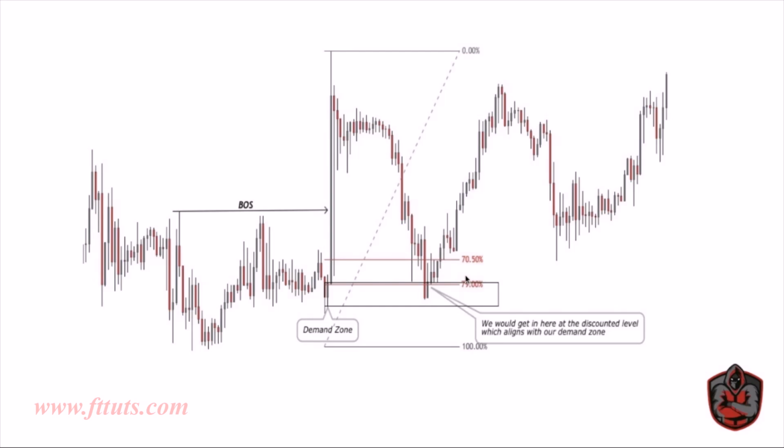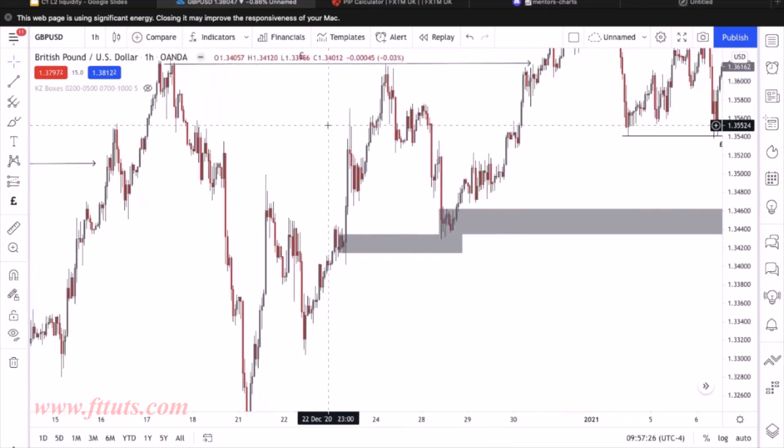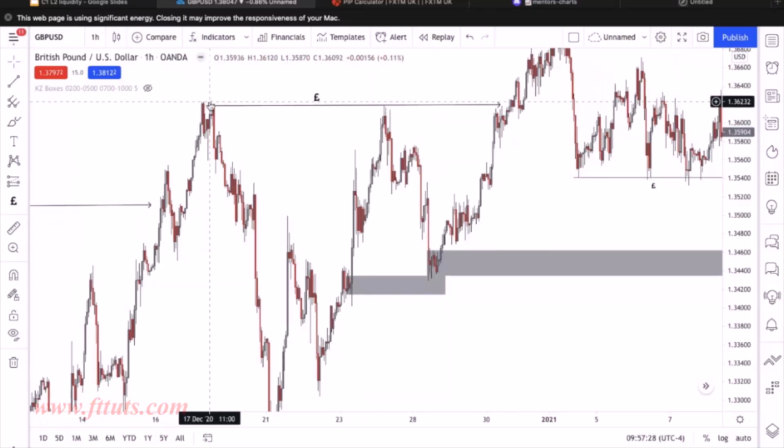And it came to our discounted areas, our 79% discounted level, which also aligns perfectly with our demand zone, or you can call it our bullish order block, or you can call it the sell to buy, right, charts. So as we can see here, GU, right? What did GU create right over here? A double top, correct? An equal high. Now when we identify an equal high, what do we know that is? An area of liquidity, right?